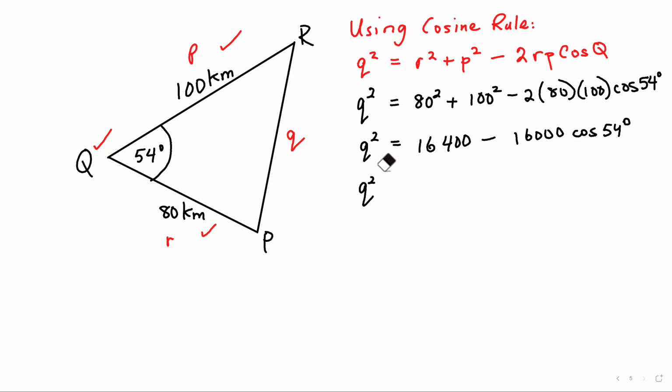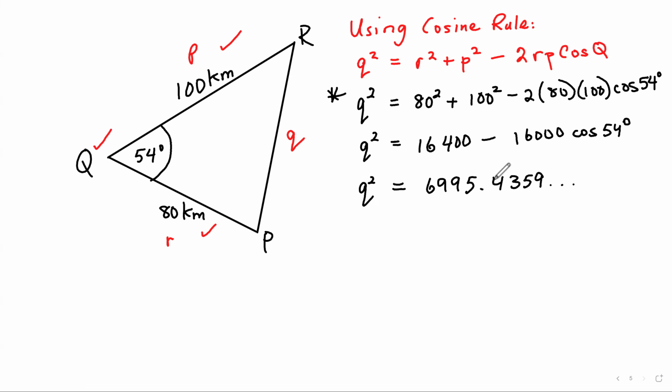Now, you could have actually, from the very beginning, typed this whole thing into your calculator. So we'll do it like that afterwards. And make sure you have your calculator so you know what you're doing, please. So this is 16,400 minus 16,000 by cos of 54, which will give you this number, 6995.4359, and so on, right?